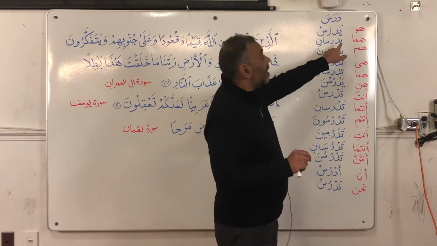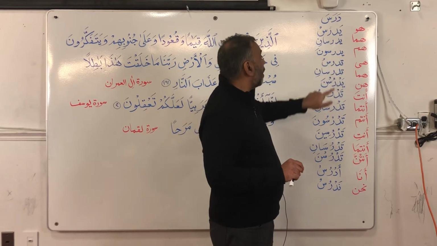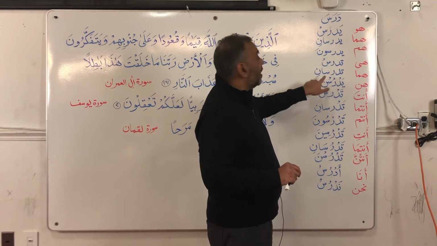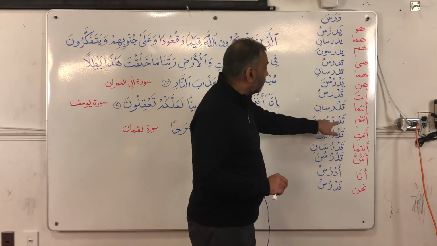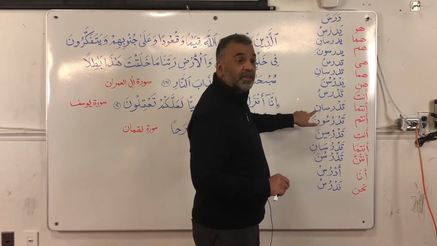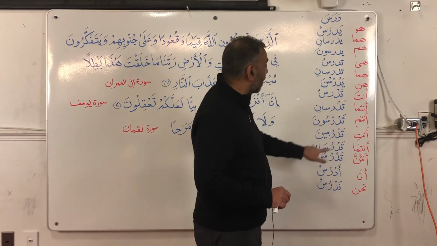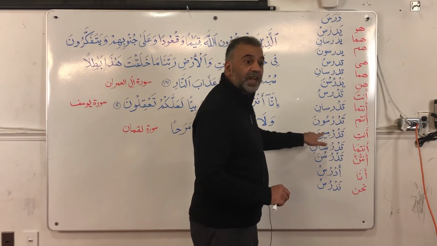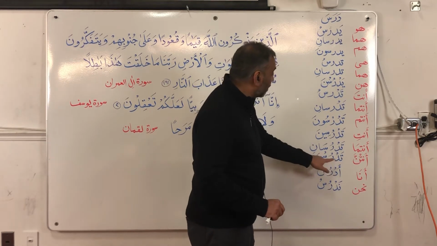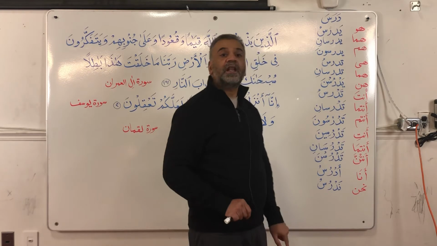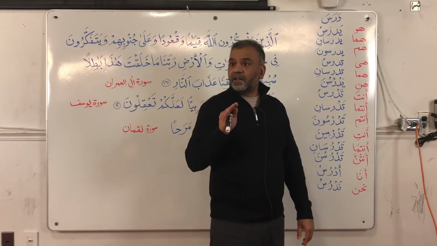Why? Yadrusani, where is the fa'il? Alif. Yadrusuna, where is the fa'il? Waw. Tadrusani, where is the fa'il? Alif. Yadrusna, where is the fa'il? Na is the fa'il. Tadrusani, where is the fa'il? Alif is the fa'il. Tadrusuna, waw is the fa'il. Tadrusina, ya is the fa'il. Tadrusani, alif is the fa'il. Tadrusna, noon is the fa'il. So the rest of them I can identify the fa'il.